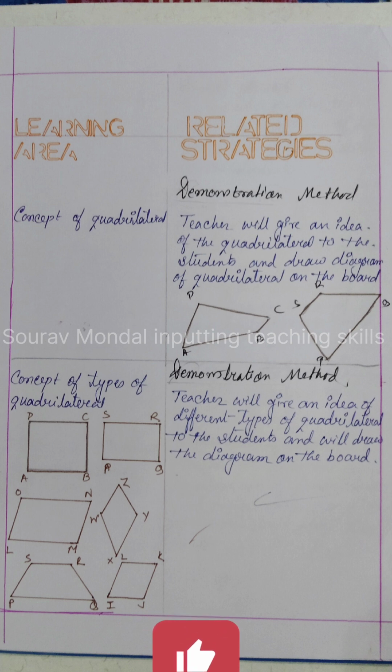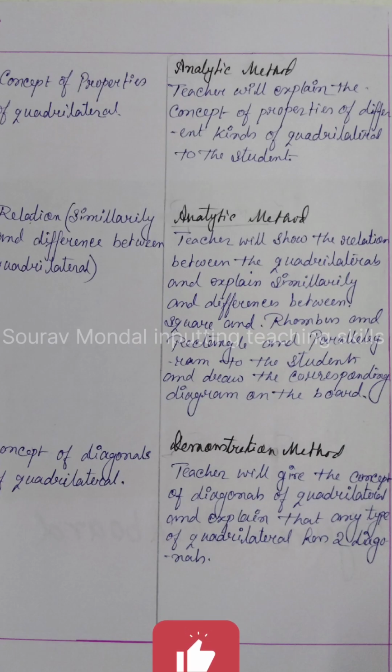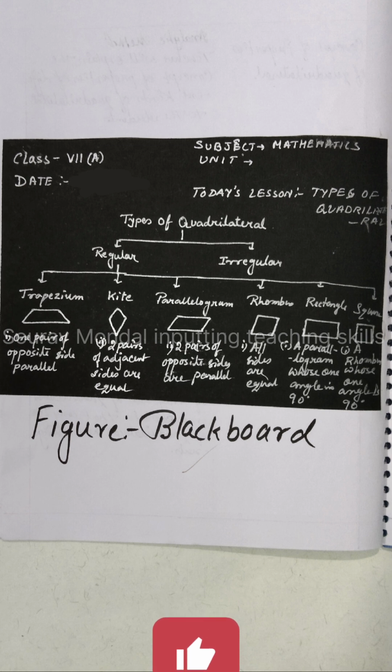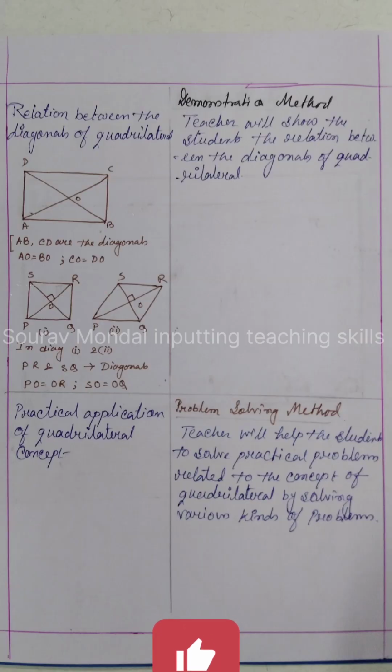Next, the step of learning design is learning strategies, and here I mention two columns headed by learning areas and related strategies. The related strategies are demonstration method, then I mention analytic method, then again demonstration method. I put here a replica of my blackboard use. Then my method is demonstration method. Then I use problem solving method, etc.